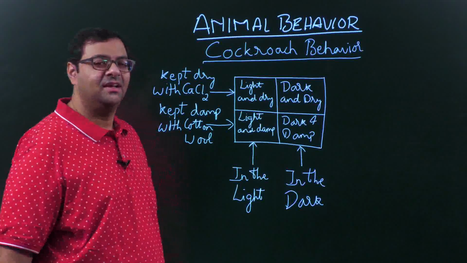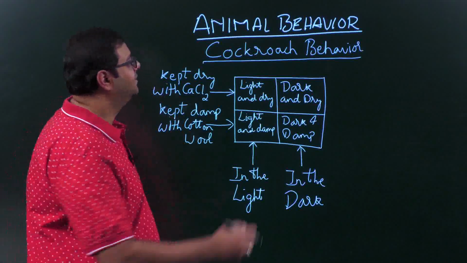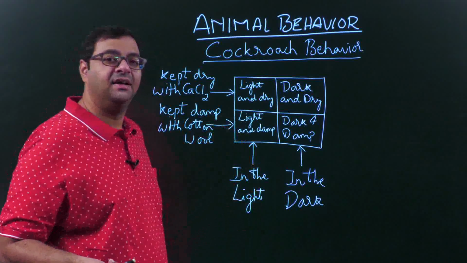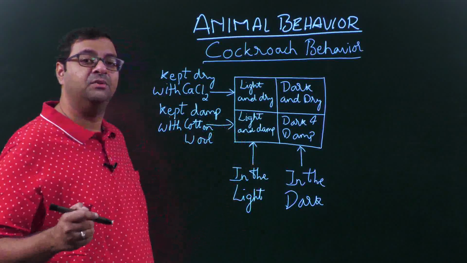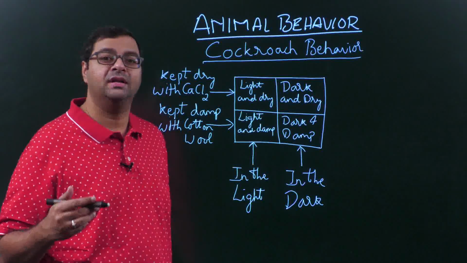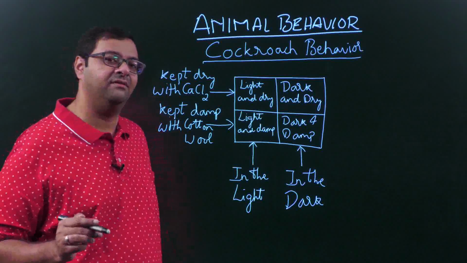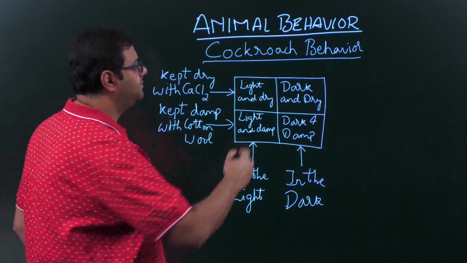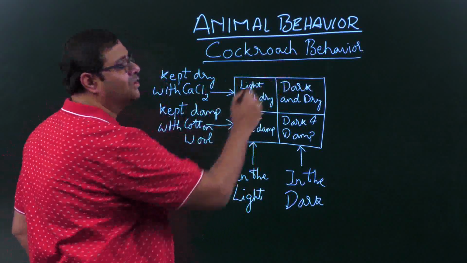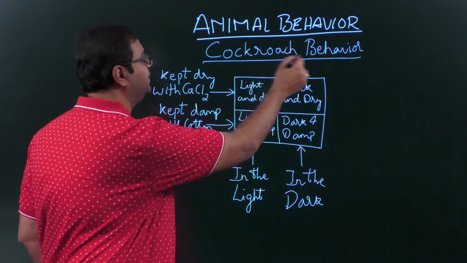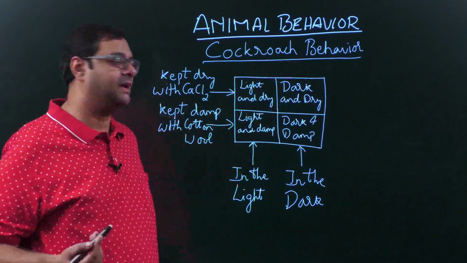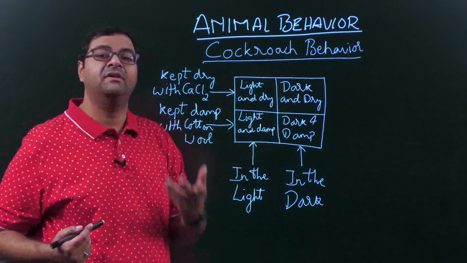Hello students. Today we are going to look at animal behavior. In that we will be looking at the various experiments that Lawrence and Pavlov have conducted to understand animal behavior. One of the experiments which they conducted was the cockroach behavior, and I have given it my own name: how a cockroach behaved under different conditions of light.